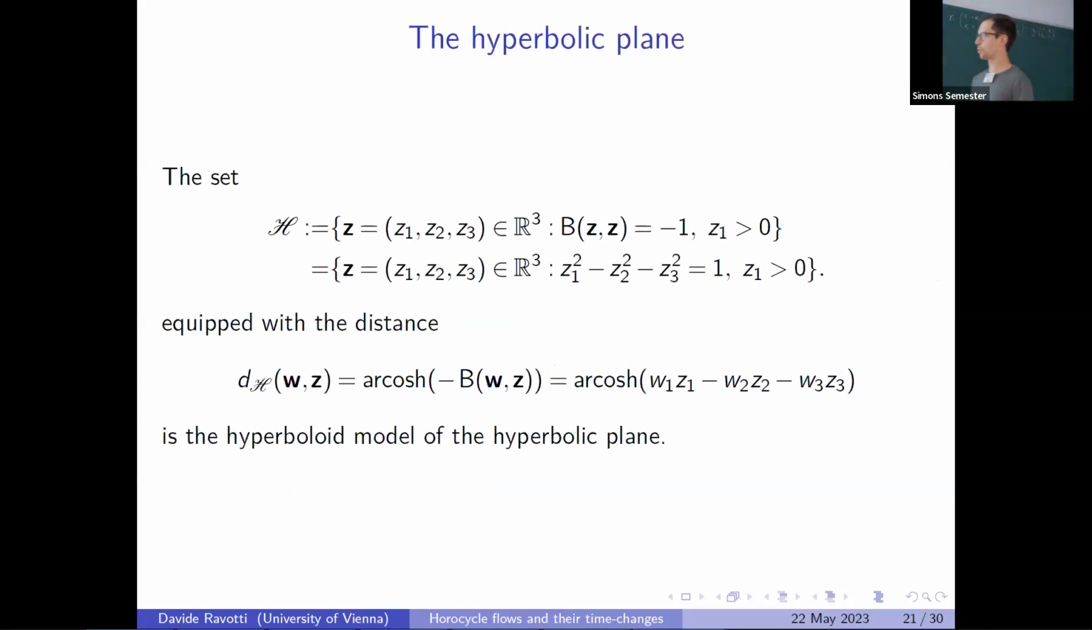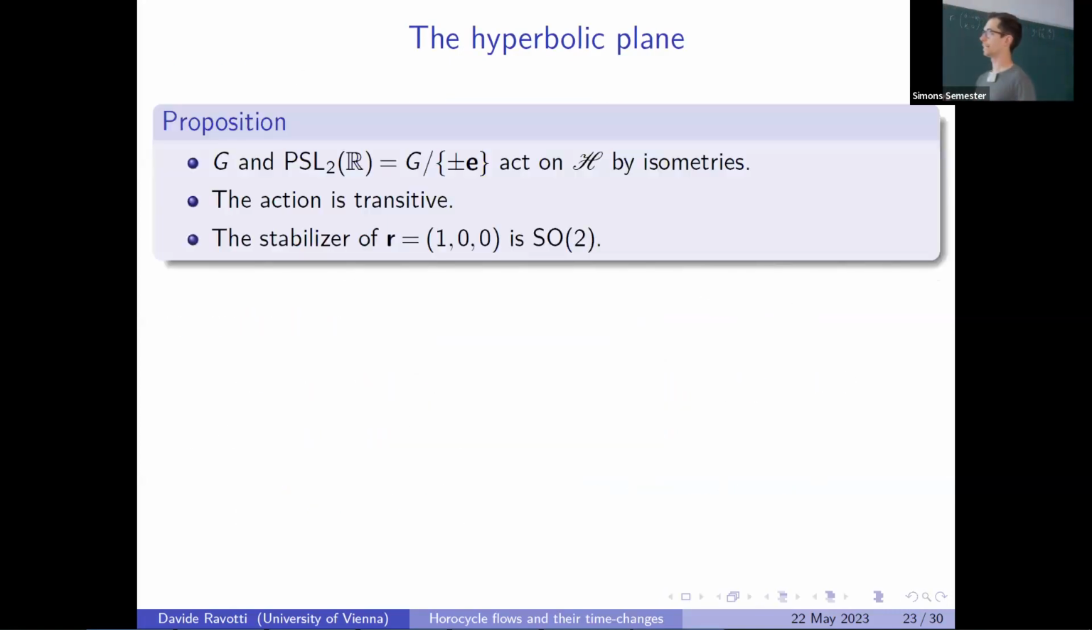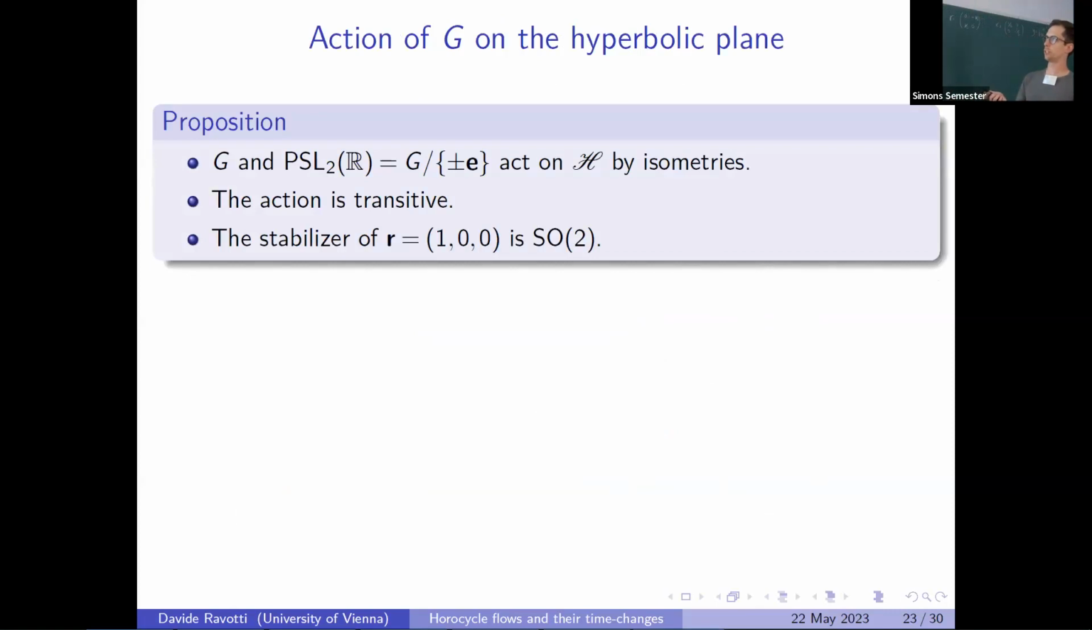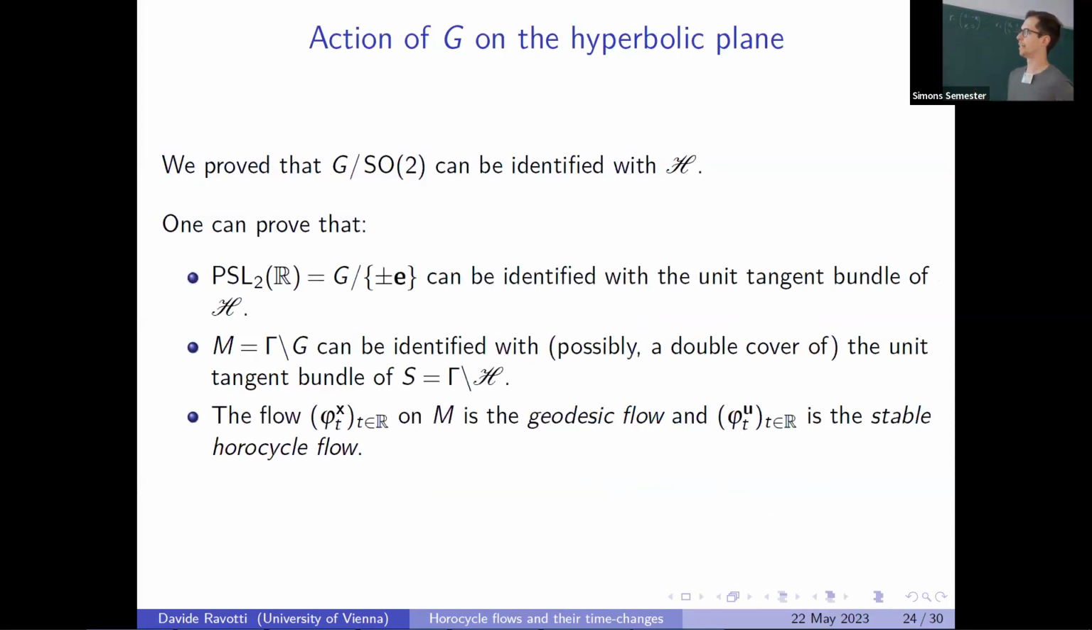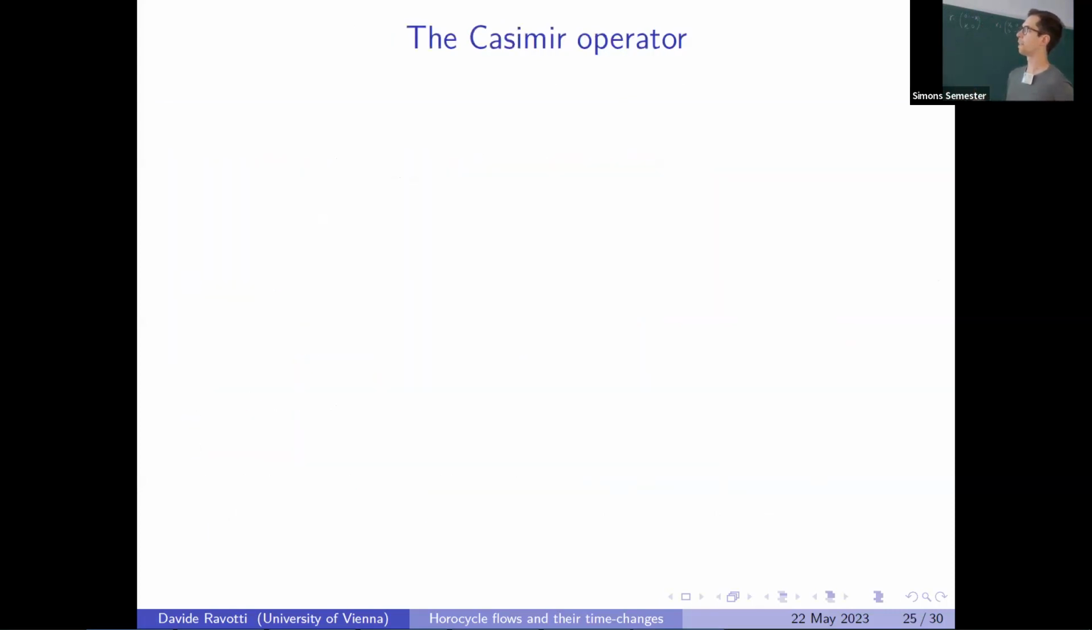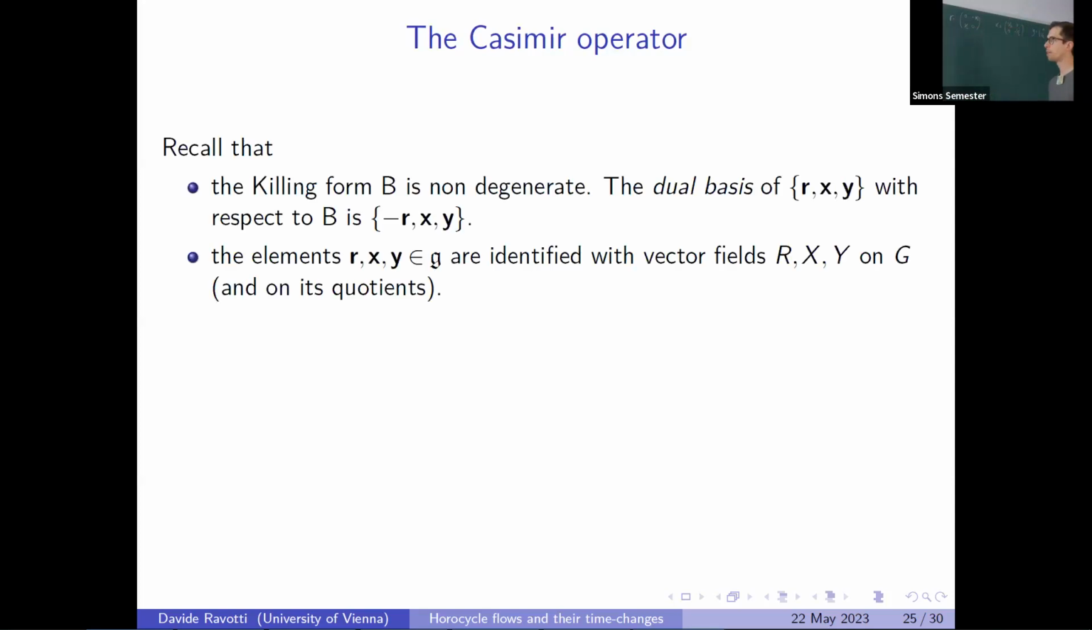And we also observed that this helped us to define an action of G and of the quotient G modulo plus minus the identity, PSL2, on the hyperbolic plane that also Reynolds was talking about, although in a different model of the hyperbolic plane, but it's the same action. So now I want to define an object that would be very important also for what we are going to talk about today, that is called the Casimir operator.